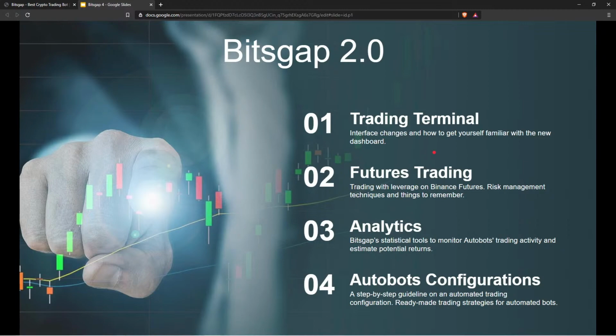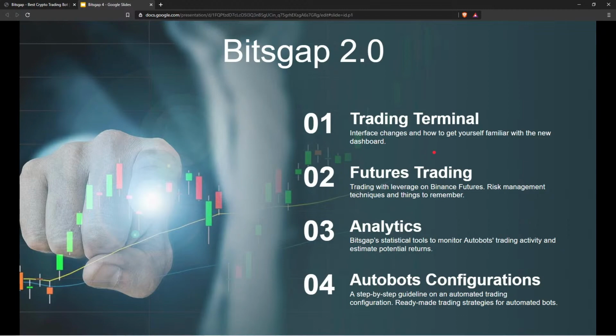For those users who have been trading through Bitsgap for quite a long time, that's basically the biggest news so far, because you are now able to monitor your futures positions on Binance exchange, and you can actually execute trades on your futures exchange as well.